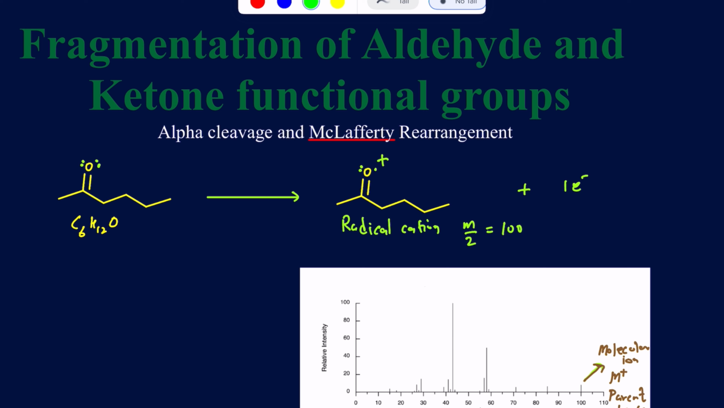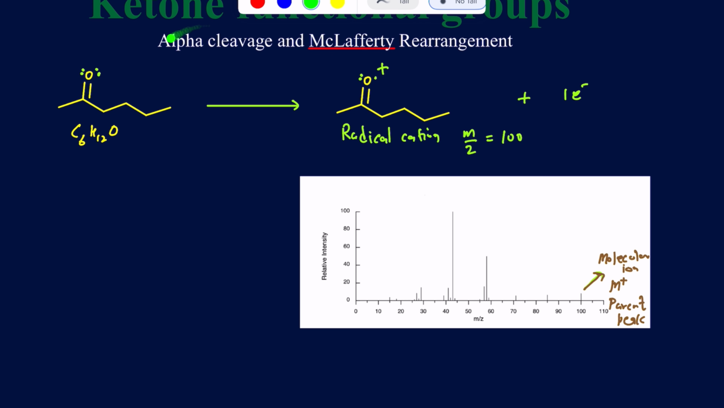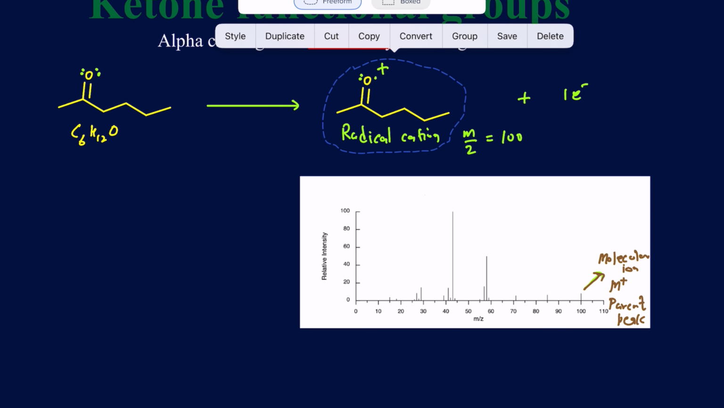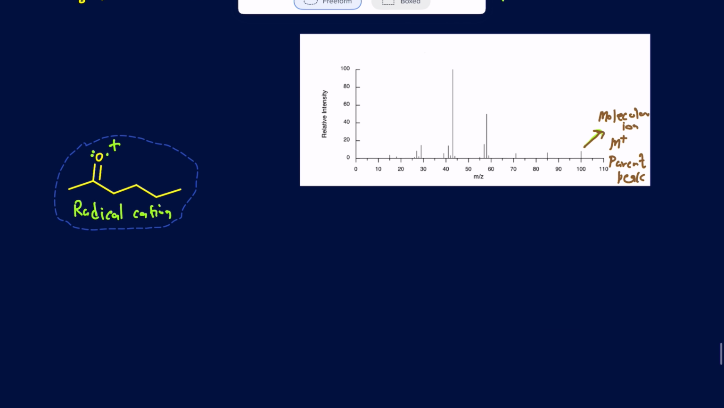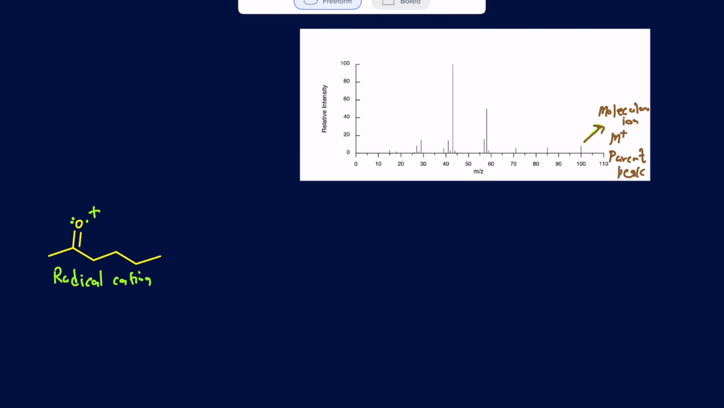Now, the other thing I have to worry about is what other peaks I'm seeing in this spectrum, and I need to figure out what those fragmentations are going to look like. So let's talk about the alpha cleavage first. When you make this radical cation, it can undergo further fragmentation. One of the fragmentations I could possibly see is if I break this bond right here. When I break it there, I'm going to end up getting an acylium ion that's going to look something like this.